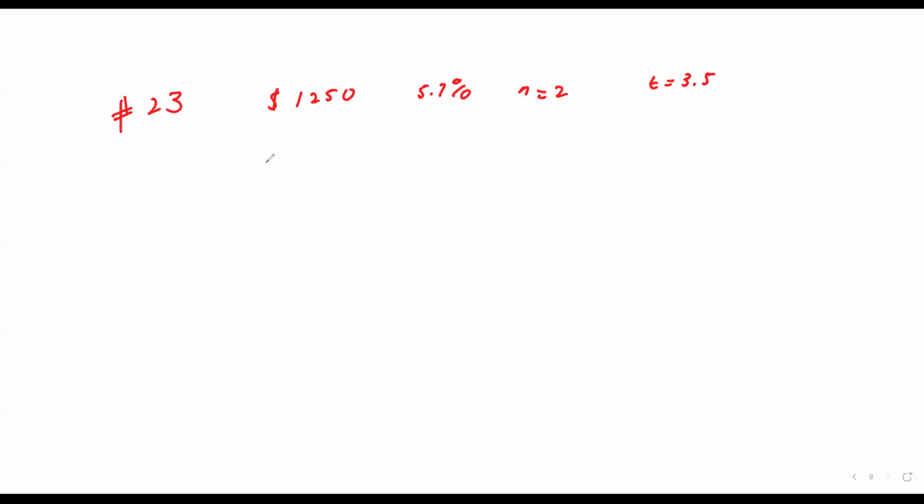All right, so here we go. This is compound, so this is going to be A of 3.5, which in this case will be 1250 times 1 plus your r. So remember, this is your P, this is your r, that's your n, that's your t. But I've got to turn this into a decimal. So that's 0.057. So it's going to be 0.057 divided by 2, and then this is going to be 2 times 3.5. Just that part A there. So let's plug that in.